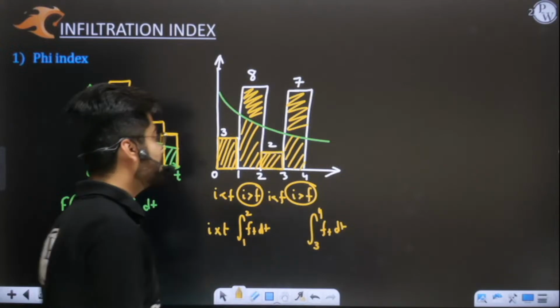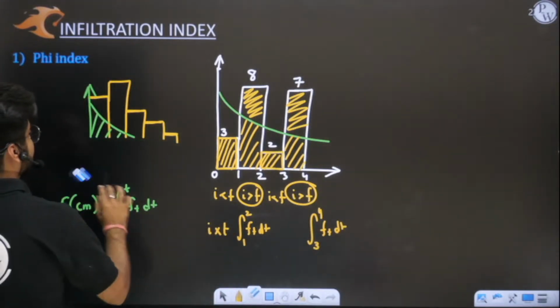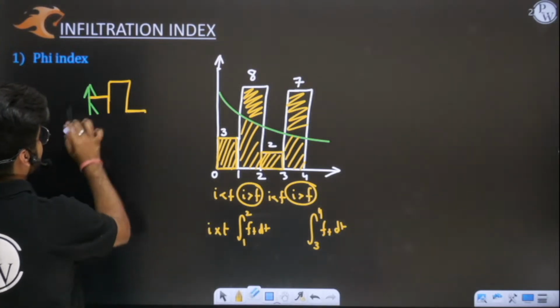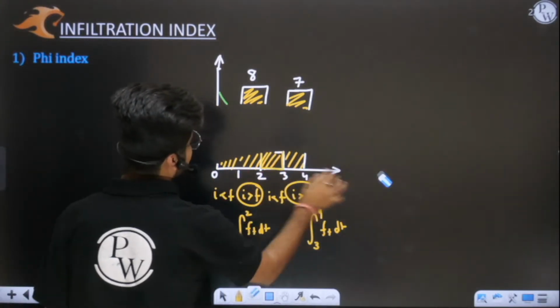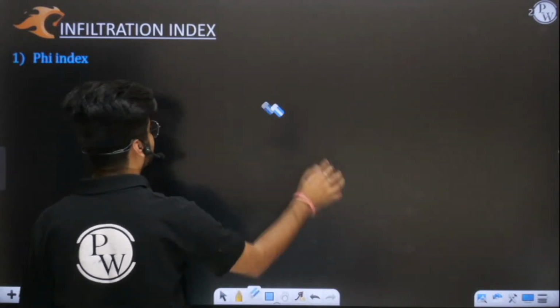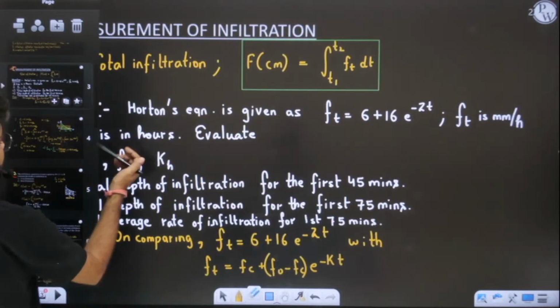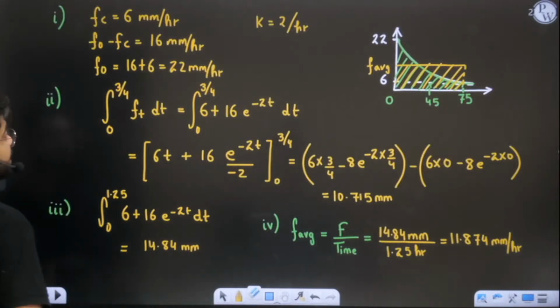Understood? So this is the ultimate concept here. This you have to remember. If we are simply integrating from 0 to t, listen Sushil very carefully, we are assuming... see, we have solved some questions yesterday. Let me show you some questions. We have simply integrated from 0 to 3 by 4.